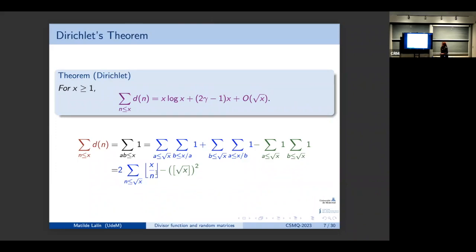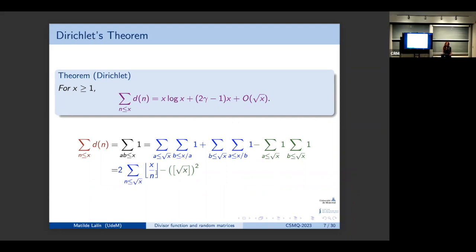Now for the first two terms, the ones where a is less or equal than square root of x, or b is less or equal than square root of x, these are really double sums, but the inner sum is b less or equal than x over a, and that is just the number of integers you have up to x over a. And so you can write that as two identical sums, over n up to square root of x, of the integer part of x over n. And then the term that we have to subtract is just the integer part of square root of x, squared.